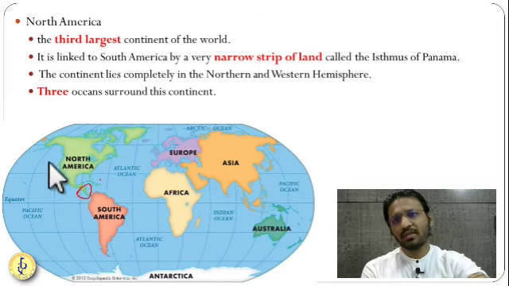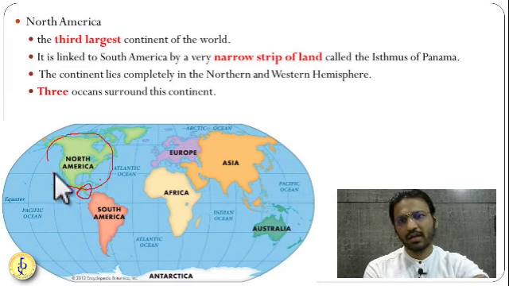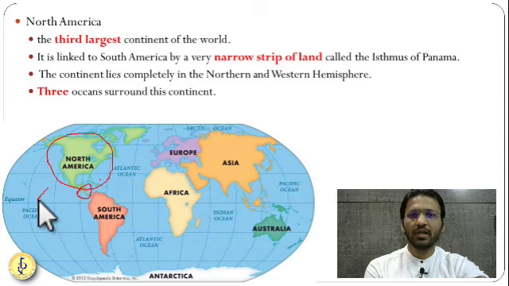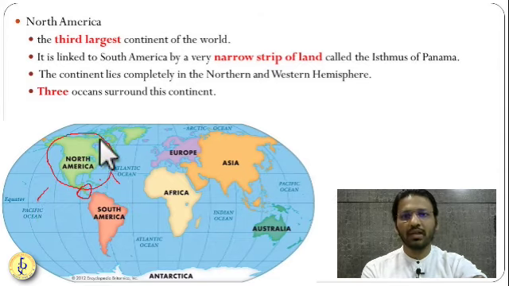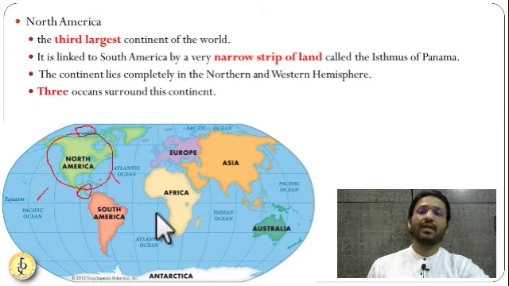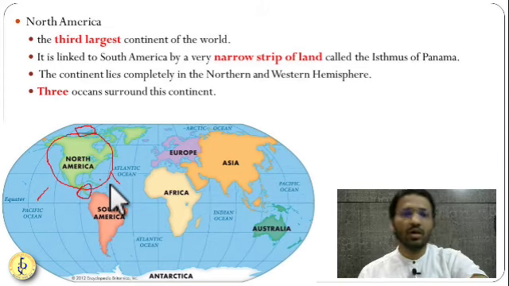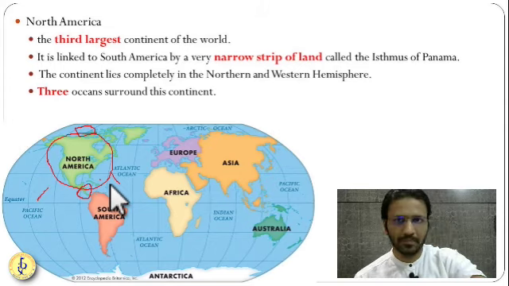Three oceans are surrounding North America. We know the Pacific Ocean over here, then the Atlantic Ocean over here, and the Arctic Ocean on the top. They are surrounding North America. And the Isthmus of Panama is connecting North America to South America.